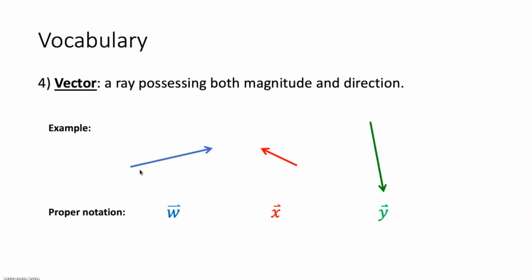Now, a vector is a ray possessing both magnitude and direction. And if you've seen Despicable Me, you should have this memorized already.